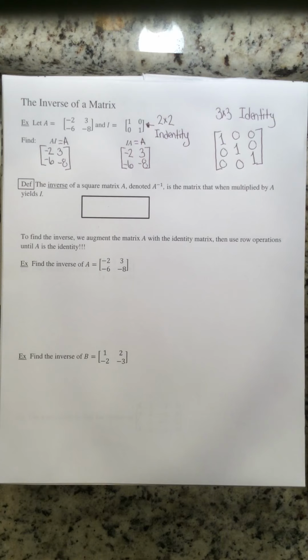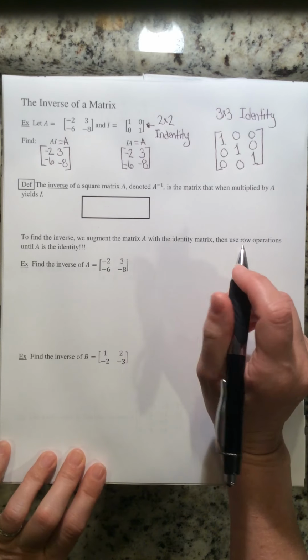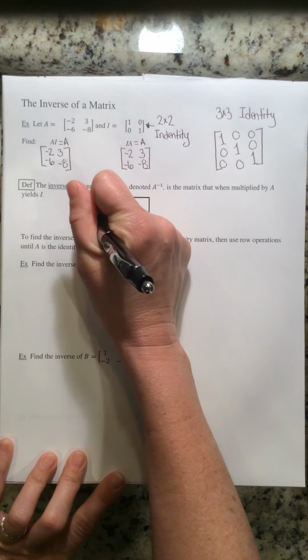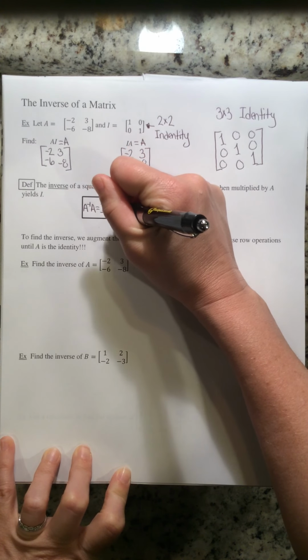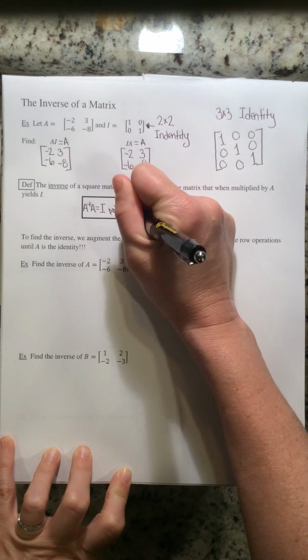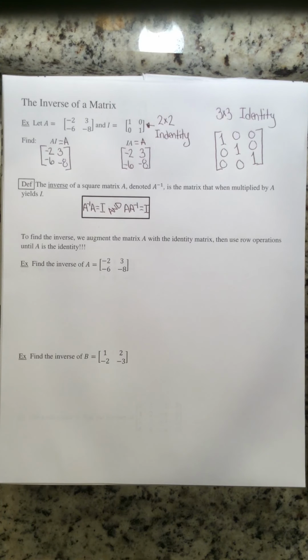All right, when we start to talk about the inverse then of a square matrix A, which by the way will be denoted A inverse, that is the matrix that when multiplied by A yields I. So this means that if we take A inverse times A, we should get the identity matrix. And if we do A times A inverse, we should also just get I as well. To find the inverse, we augment the matrix A with the identity matrix, and then we use those row operations that we've been discussing until A becomes the identity, and then the actual inverse will be sitting on the other side. Let's go ahead and take a look at an example to see what I mean there.